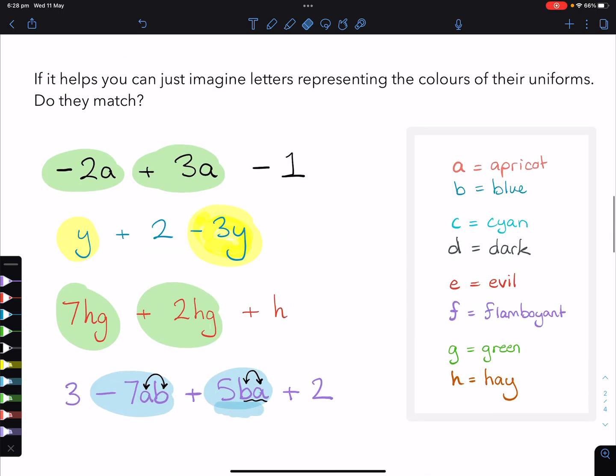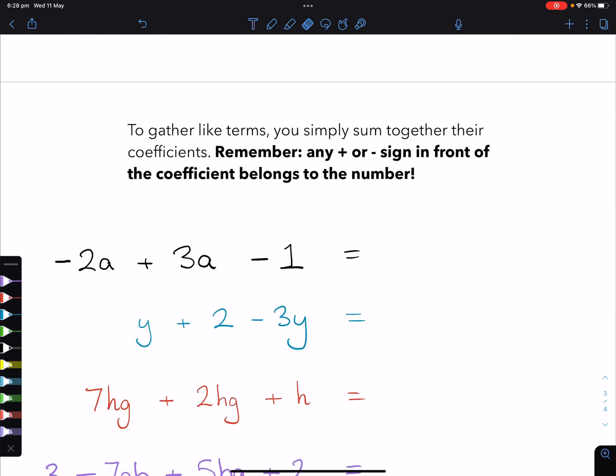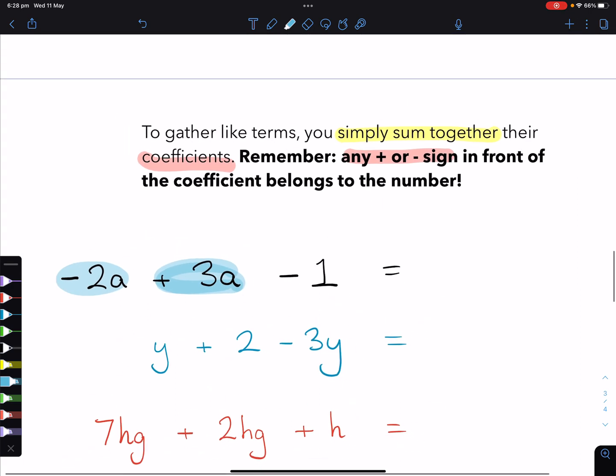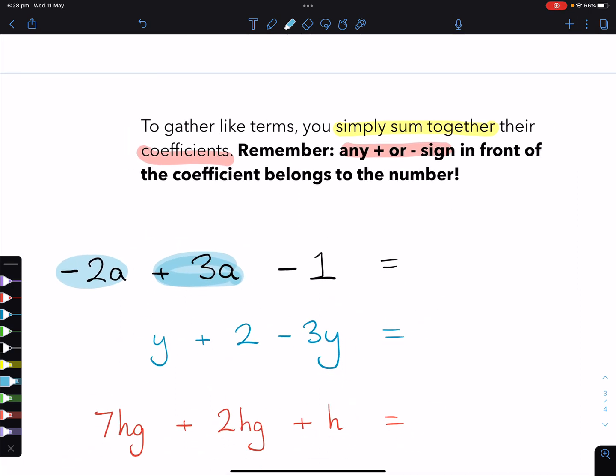All right. Now you've learned to identify which terms match. Now we're going to do the process of how you gather them, which is going to make things look a bit nicer and neater. So the process is you simply sum together the coefficients. Remember, any plus or minus sign in front of the coefficients belongs to that number. So as we recall from before, these two terms belong together because they both have apricot uniforms on. And the trick I just highlighted to you earlier is that you just sum together their coefficients.